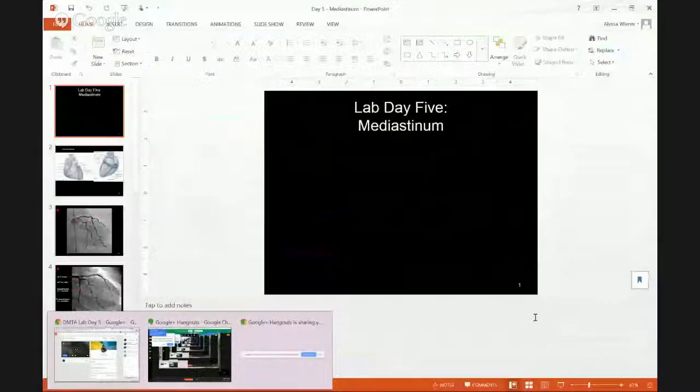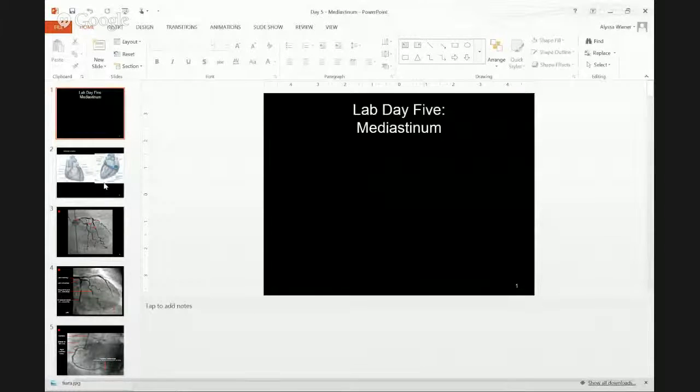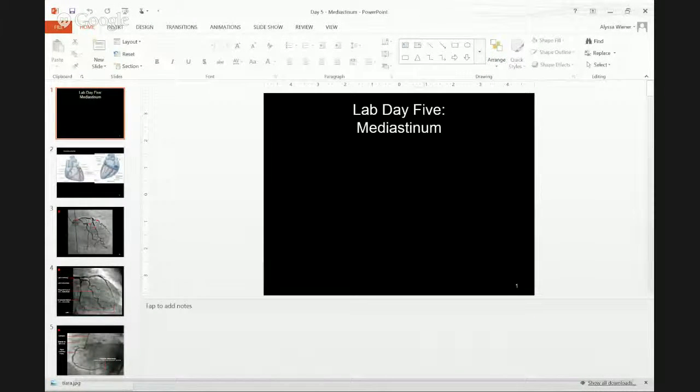Let's see. I'm going to go over Lab Day 5, the presentation. So first, we're going to talk about the coronary arteries. This is something that we will refer back to.